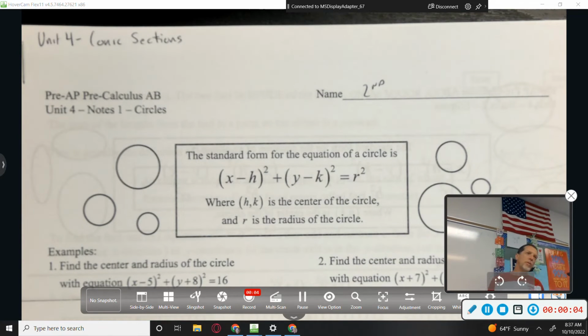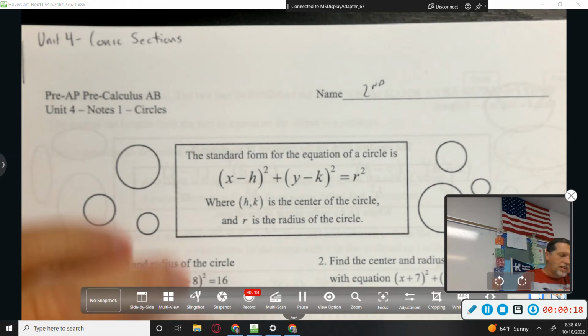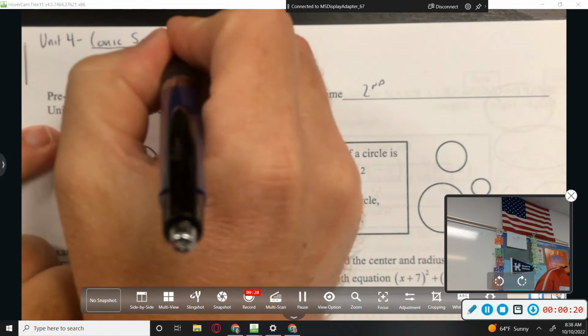So a few notes up above the title, because the whole unit is called conic sections, and most of the time, students, we immediately jump into the details of circles, hyperbolas, ellipses, and we sort of miss the big definition of what a conic section is.